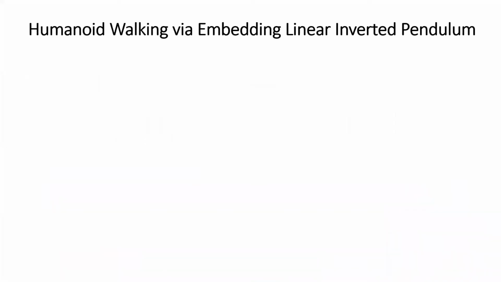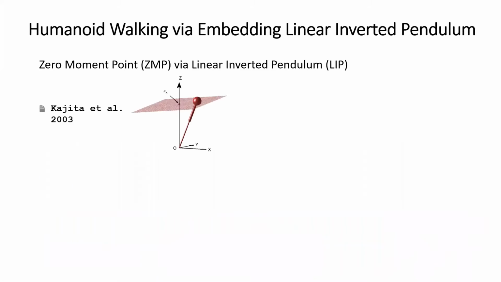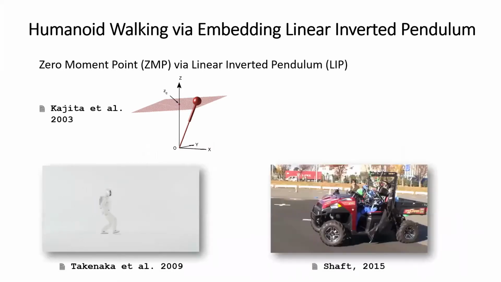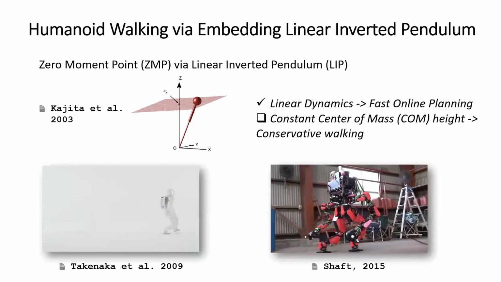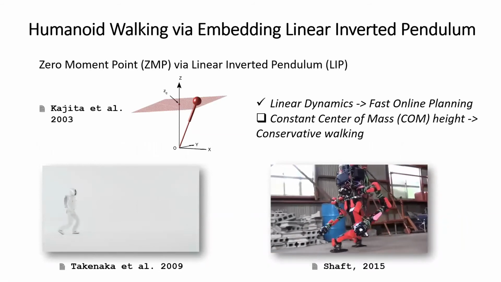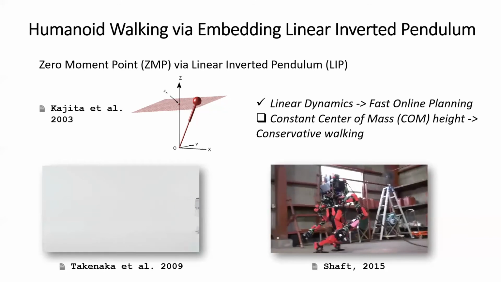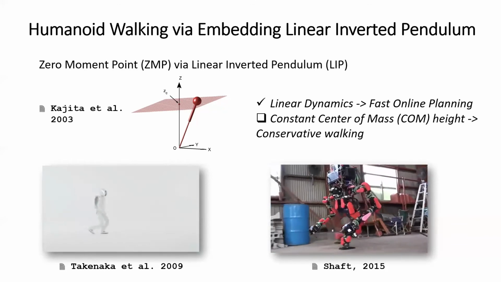A canonical way of realizing humanoid walking is a zero-moment point approach with a linear inverted pendulum model. It can be viewed as embedding the walking of the LIP model in the full-order dynamics of the humanoid. This approach has been realized on a lot of humanoids, for instance, the walking of ASIMO and SHAFT. The linear dynamics can be utilized for fast online planning. However, the assumption of a constant center of mass height makes the walking relatively conservative.